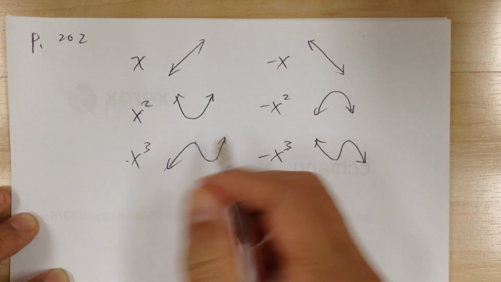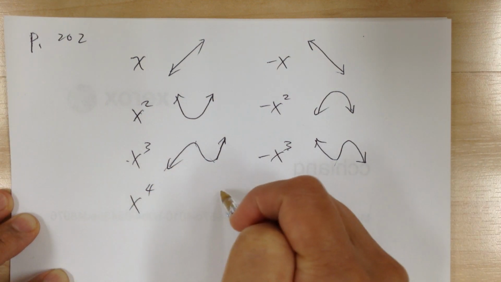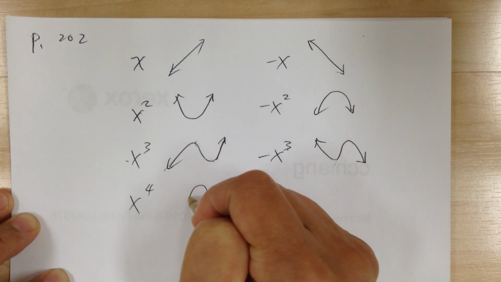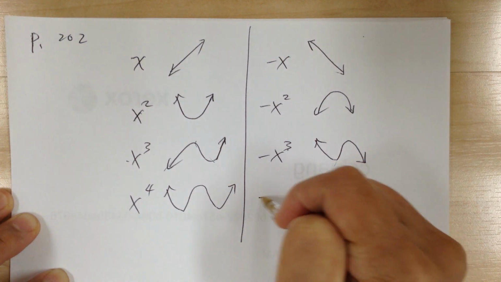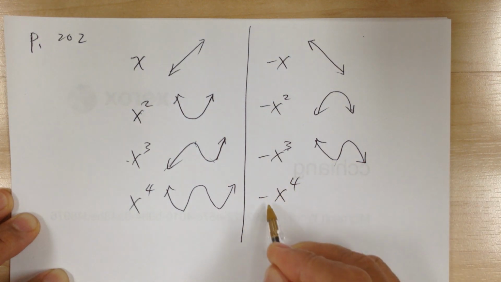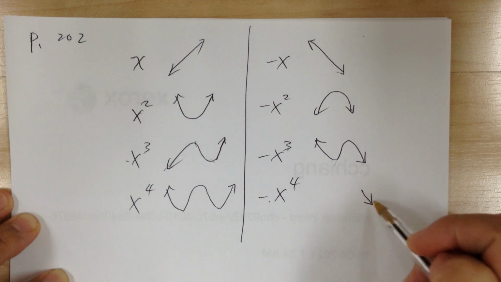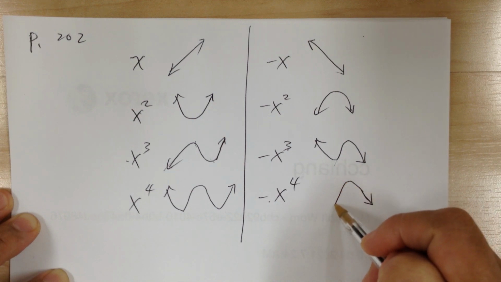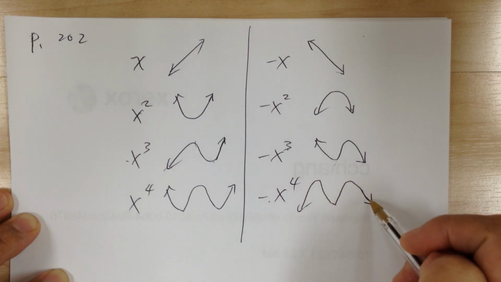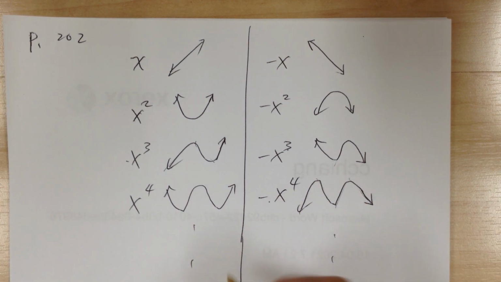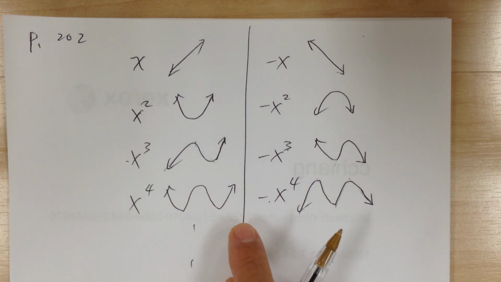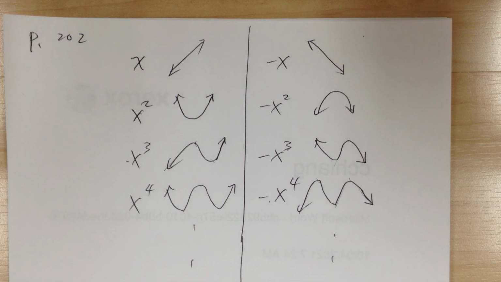And x to the 4, it's going to go 1, 2, 3, 4. It looks like this. If you have negative x to the 4, again, because it's negative, it's going to go down, so you're going to go 1, 2, 3, 4, and so forth. So that's the general shape of the polynomial, and this is going to be very useful when you're doing inequalities. Let's go over some examples.